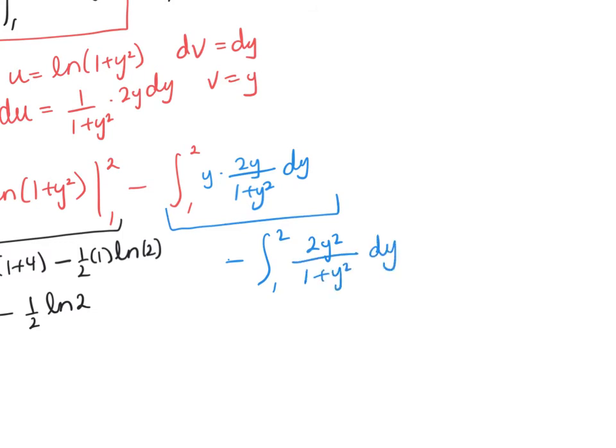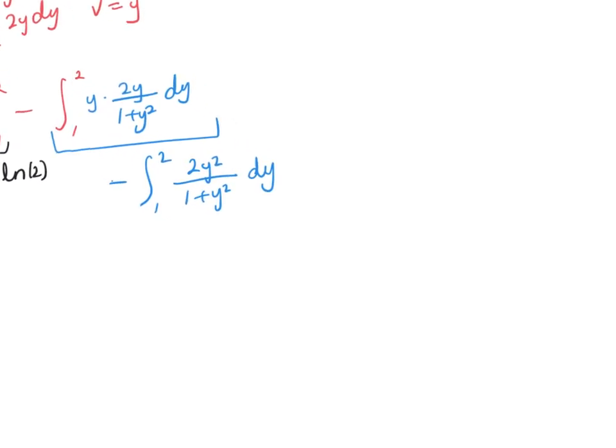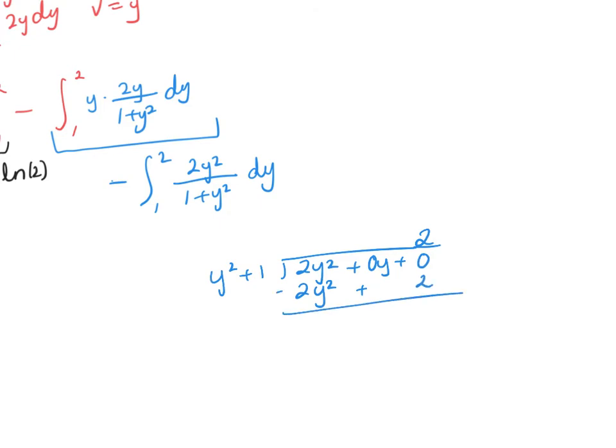I think I'm going to do some long division here. The reason I want to do long division is because I have y squareds in the numerator and the denominator. So I'm going to do y squared plus 1 divided into 2y squared plus 0y plus a constant of 0. To make these match, I need to multiply by 2, and when I multiply by 2, I have 2y squared plus 2. Subtract that off, and this is going to give me negative 2.